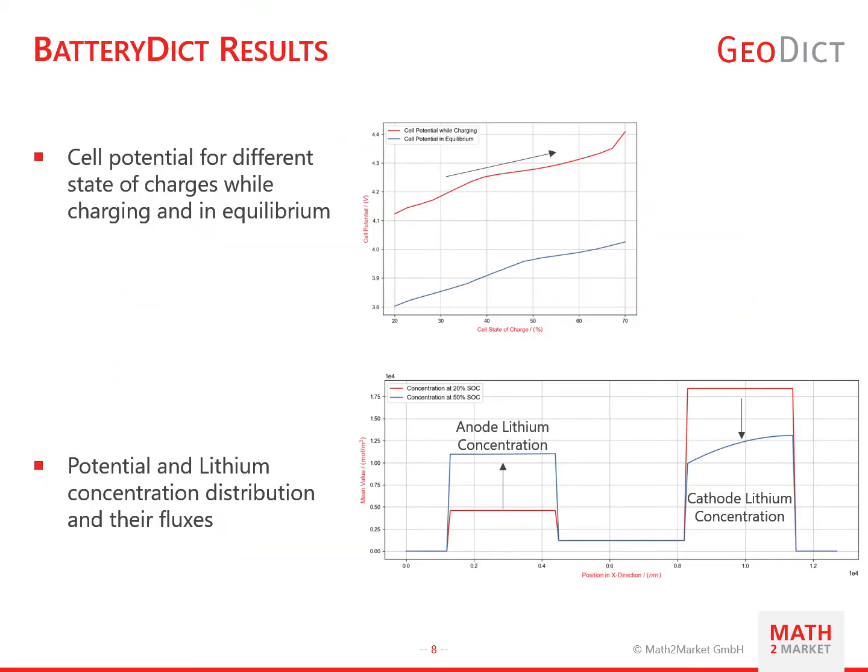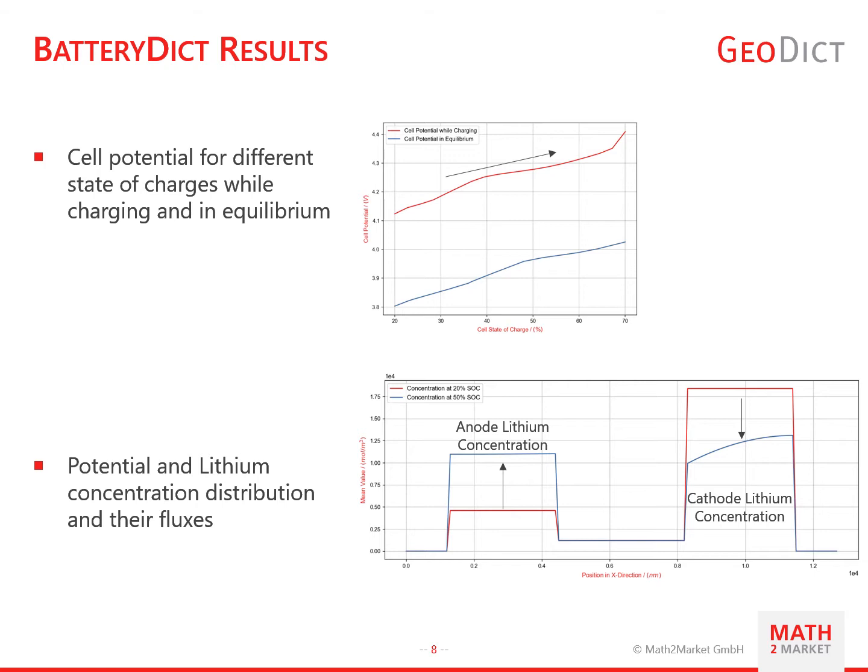After you have performed the charging simulation, you get different kinds of results. The cell potential curve, which shows the cell potential difference between the two current collectors at different state of charge. The cell potential curve grows with increasing state of charge. There are two curves: the equilibrium curve, which shows the cell potential when no electrical current is flowing, and the cell potential curve while loading. This curve is typically higher than the cell potential curve in equilibrium.